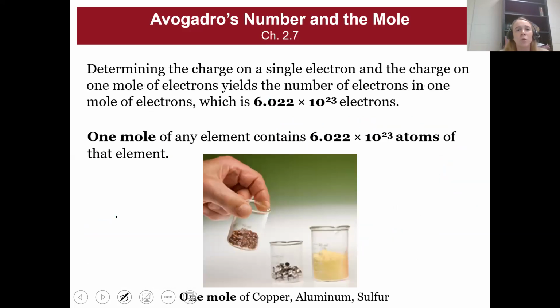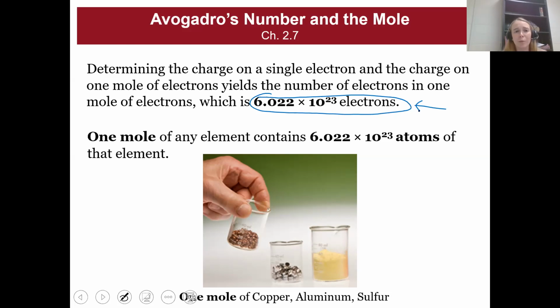All right, so when they were determining the charge on a single electron and the charge on 1 mole of electrons, that yields the number of electrons in 1 mole of electrons. So 1 mole of electrons is this much, and we were able to determine that based on the charge of a single electron, which we determined in the Millikan oil drop experiment from chapter 2.2, and the charge, which was also determined there, and that got us to a mole of electrons.